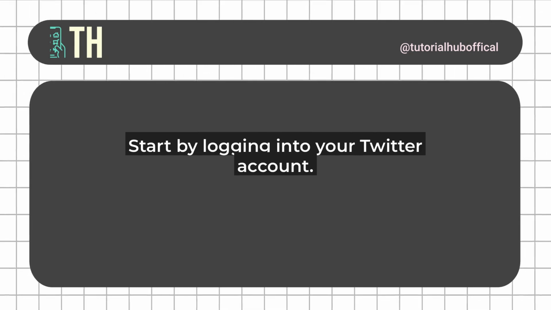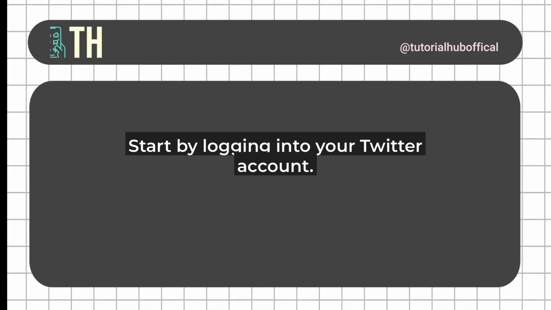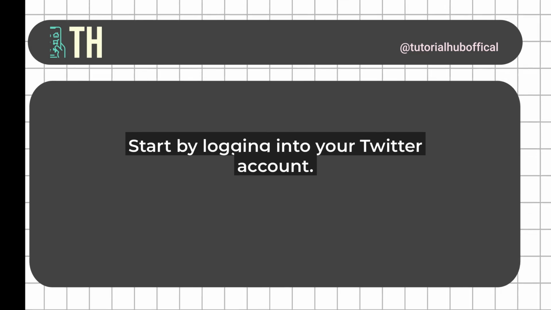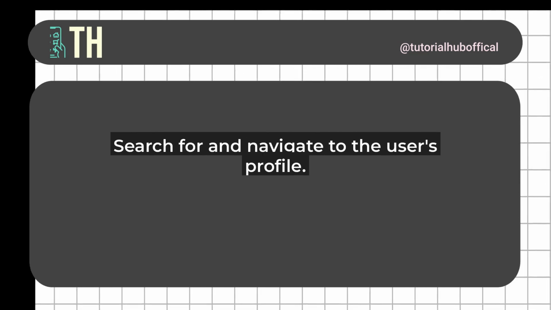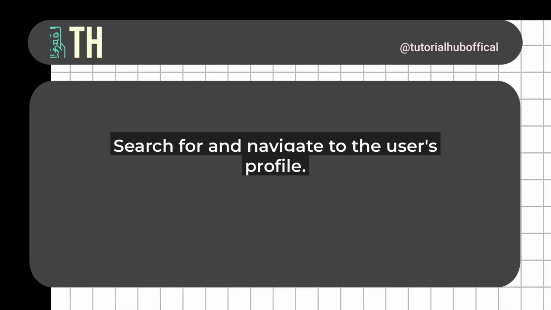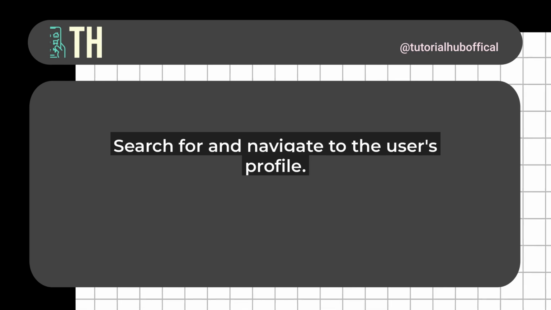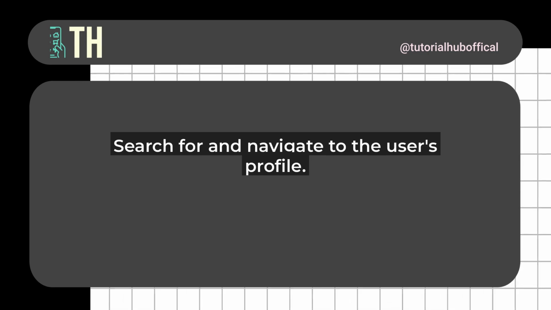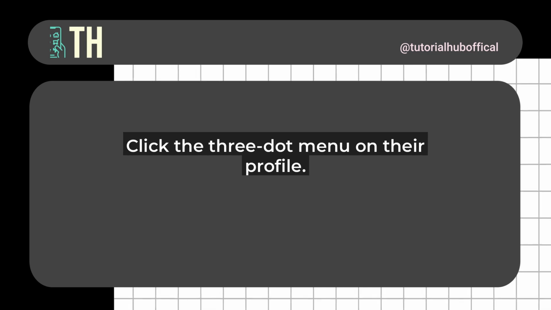First things first, make sure you're logged into your Twitter account. If you're on the web version, head to twitter.com and sign in. Once you're in, the next step is to find the profile of the person you want to block. You can do this by searching their username in the search bar at the top or by navigating through your mentions, replies, or timeline.